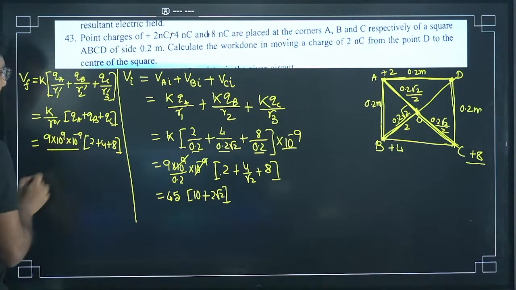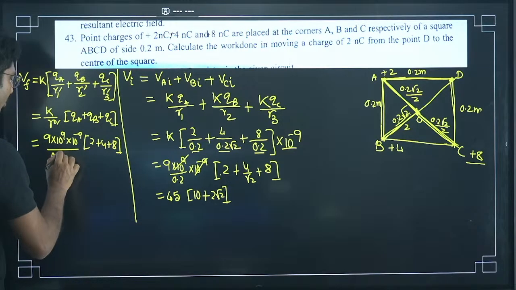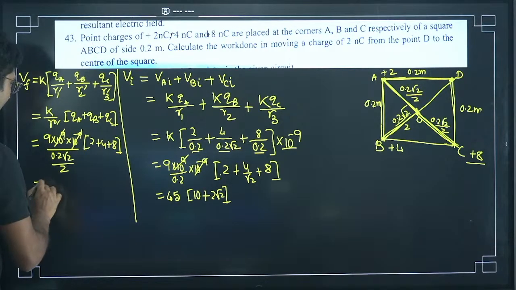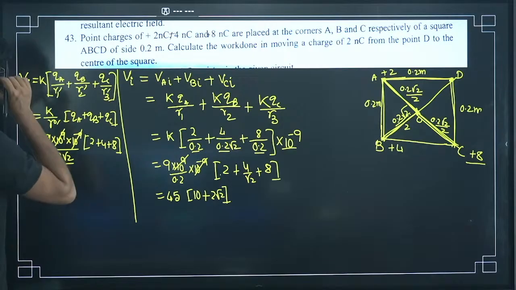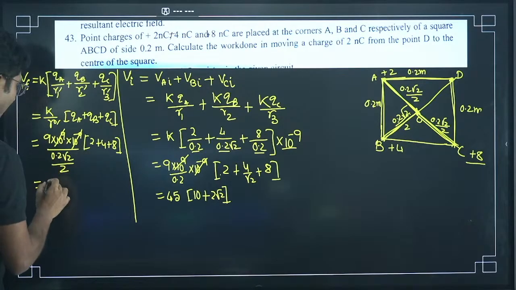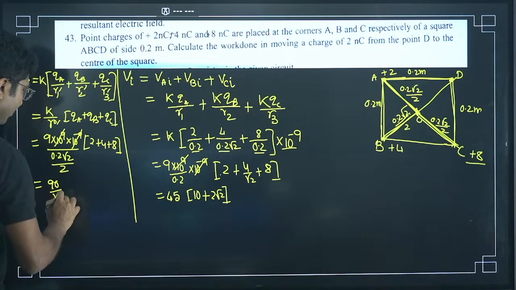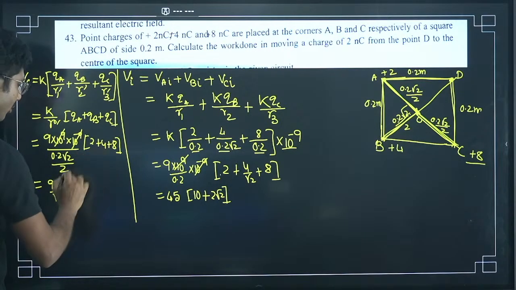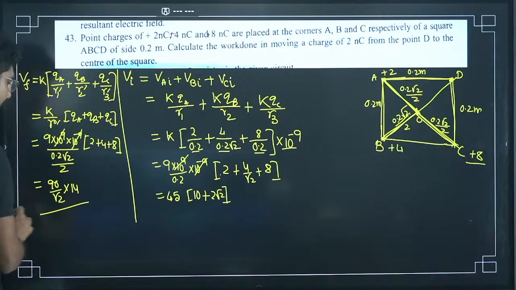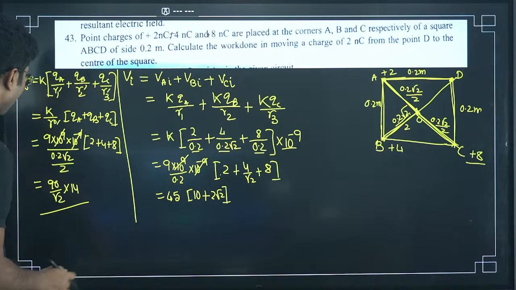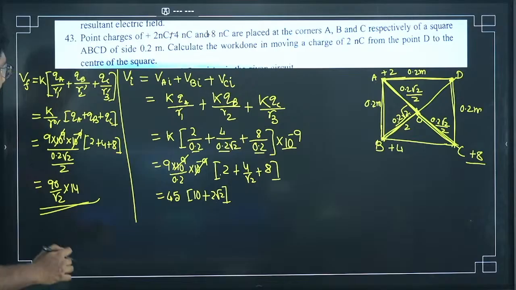Okay, divided by, now the distance is 0.2 root 2 divided by 2. Okay, so this is cancelled, and we get this as 18 divided by 45, 90 divided by root 2, and here we have 14. Now you have to calculate these two values and find the difference. I don't have a calculator over here, so you can calculate it and let me know the value.